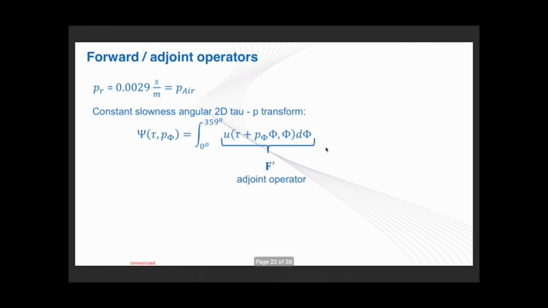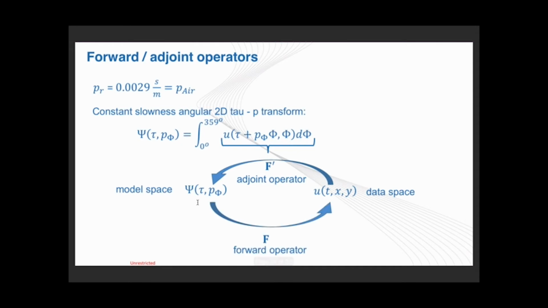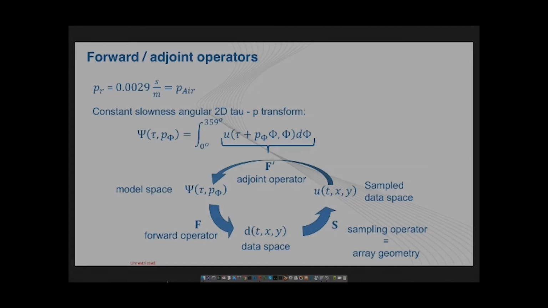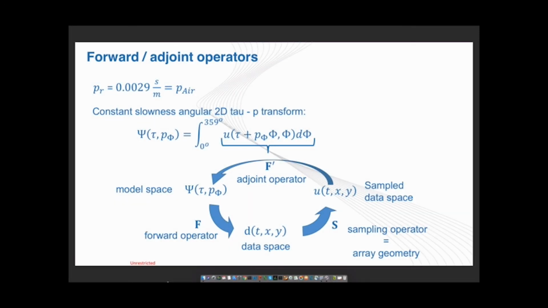I define this transform as the adjoint operator f prime. The reason I call this the adjoint is that it transforms from the recorded wavefield data space U to the tau.p model space psi. The forward operator f takes the tau.p model space as an input and outputs wavefield data U. However, what I just said isn't perfectly accurate.